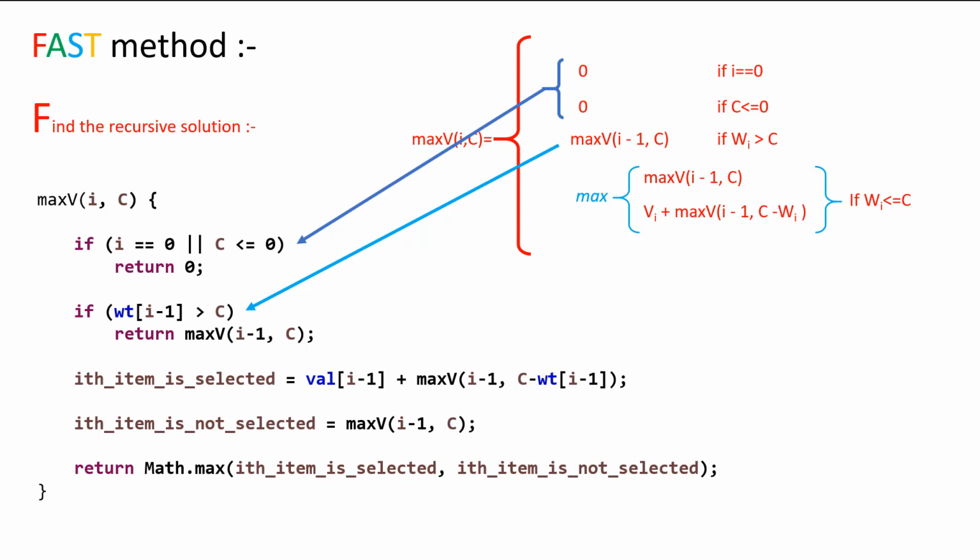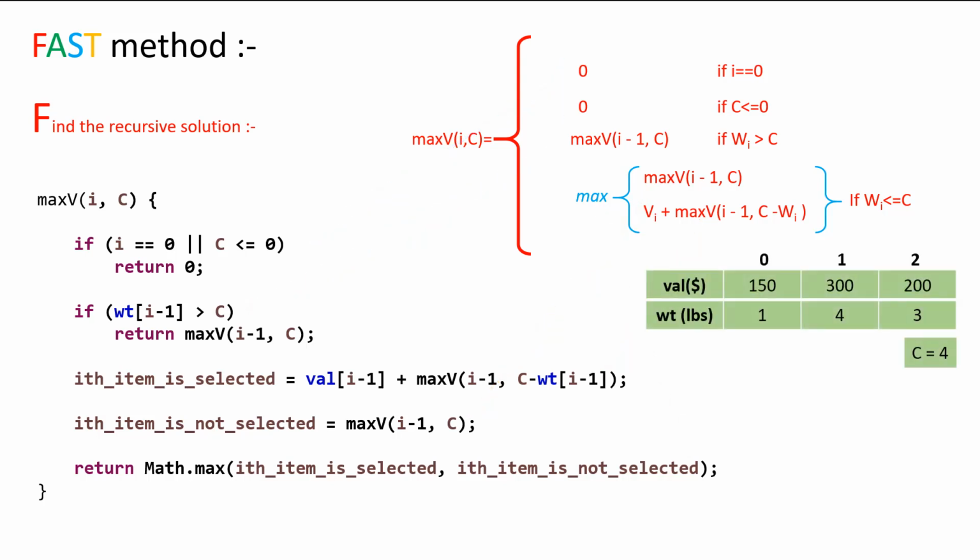And the next is the else condition, which we have broken down into two parts. If the ith item is selected, then we calculate this value from the value array at i-1, plus maxv of i-1, c minus wt[i-1]. In a similar way, if the ith item is not selected, we call this function again with i-1. At the end, we return the maximum of the two. I hope it is clear how I have translated this recurrence into our recursive algorithm, and by using this method we can solve this problem easily.